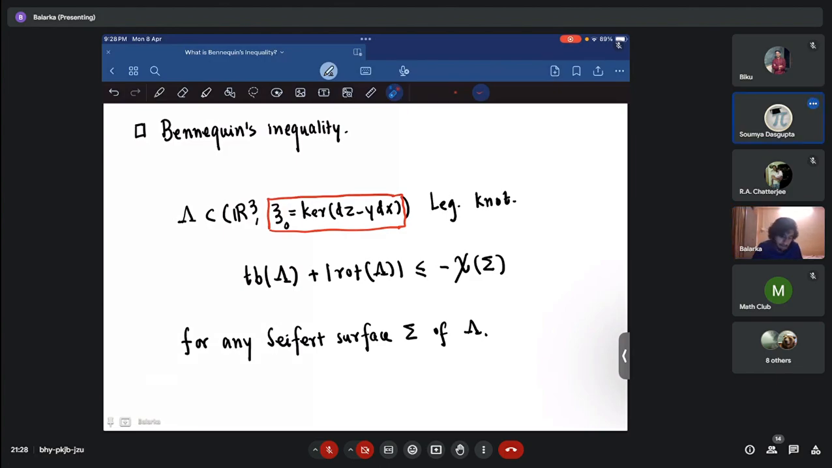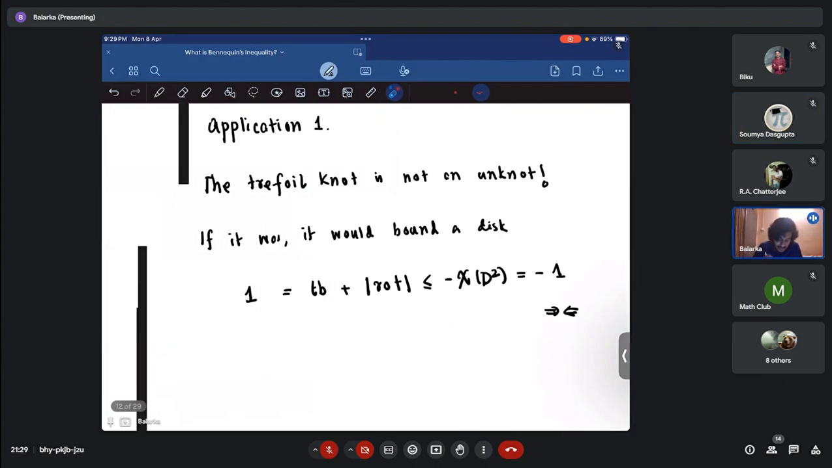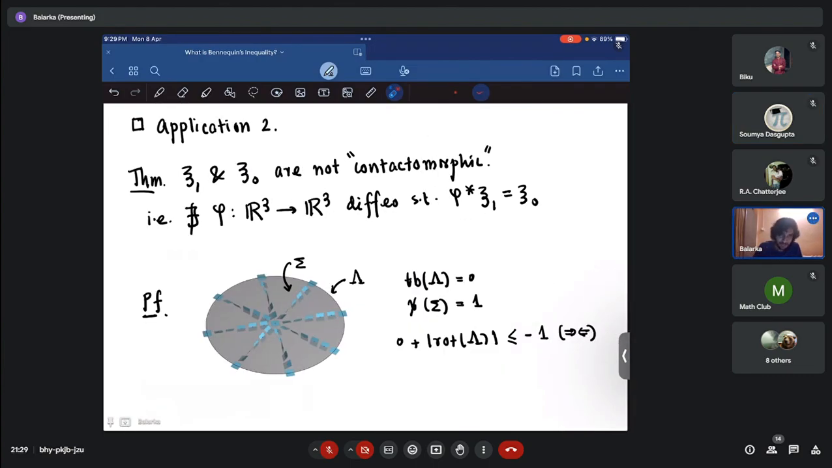Yeah. Okay. Let me do one application. I have two applications written down. I'll do application 2 first. A simple application: this is what Bennequin originally discovered the inequality for. It is to distinguish the standard contact structure and the one I showed you before. Remember this disk, the radially symmetric one. This one is called the standard contact structure, and this one is what is known as an over-twisted contact structure. The name is self-explanatory, I think. It twists too much, as I explained before. These are not equivalent.